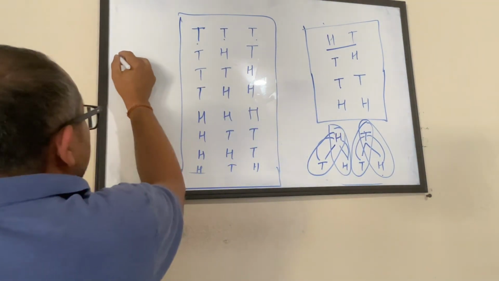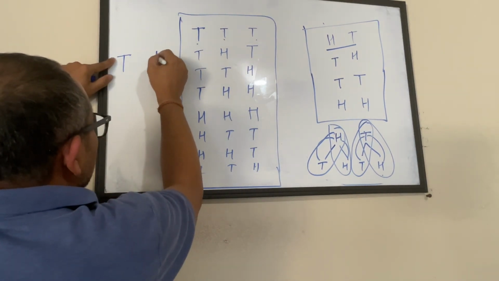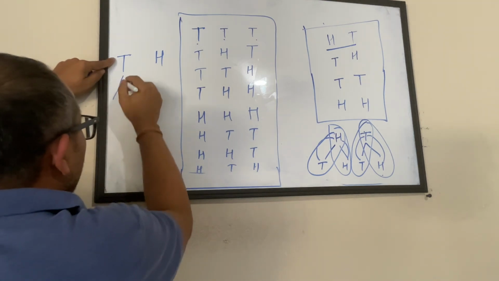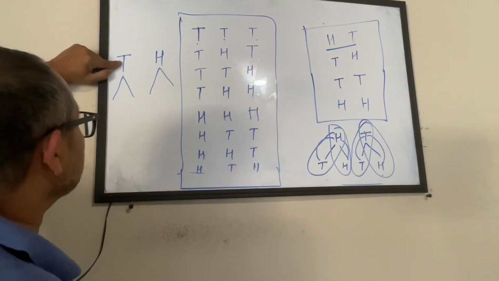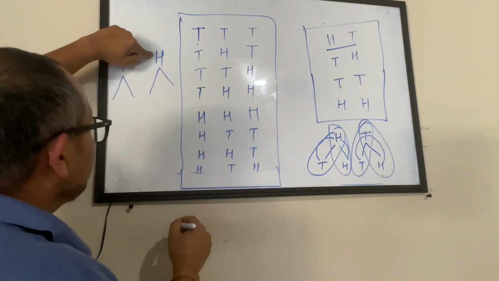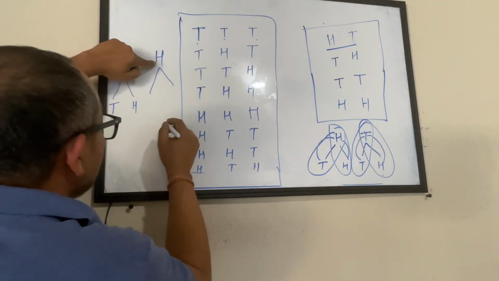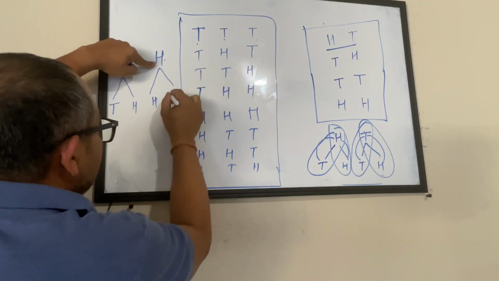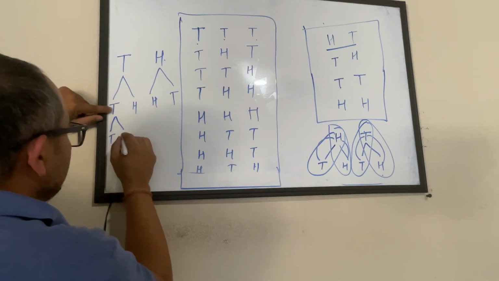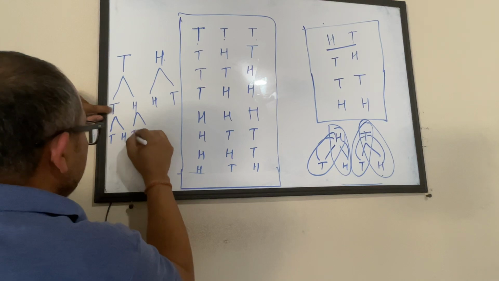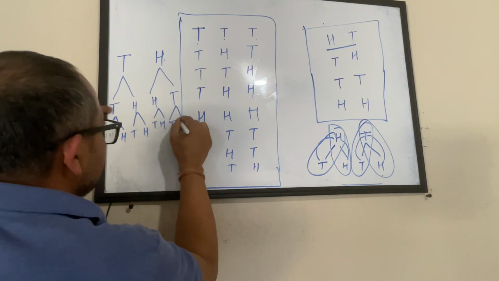Here also you can put that like a tree. First outcome is tail, and this first outcome is head, and look at the different options. When the first outcome is tail, you can get a tail or a head in the second outcome. When head, again you can get head and tail. And then when the second outcome is tail, again in the third outcome you can get a tail or a head. Here also you can get a tail or a head. Here also, and here also.